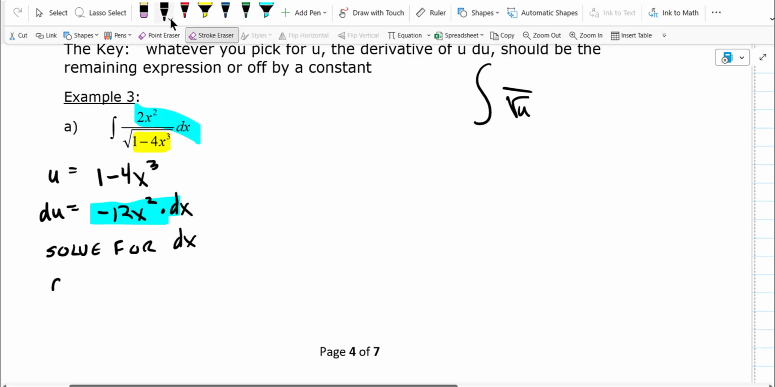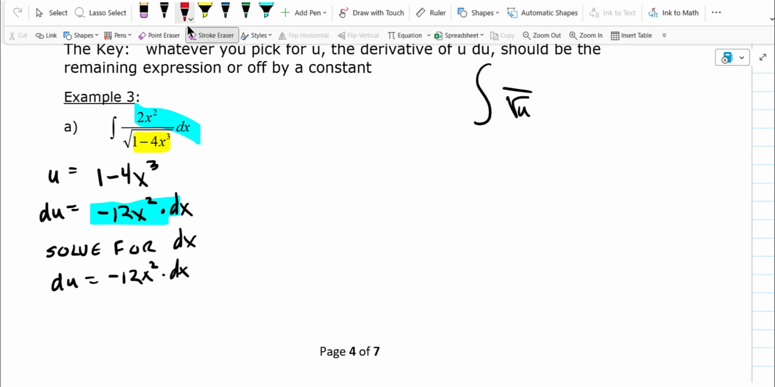Okay, so I'm going to take this equation. You can do this in your head, actually, if you want to, so you don't have to show this step. So I'm going to divide both sides of this equation by negative 12x squared. And then that will give what dx is equal to. So I'm going to say dx is du over negative 12x squared. So if they don't match, just immediately solve that du equation for dx. Okay? Now let me show you why that works.